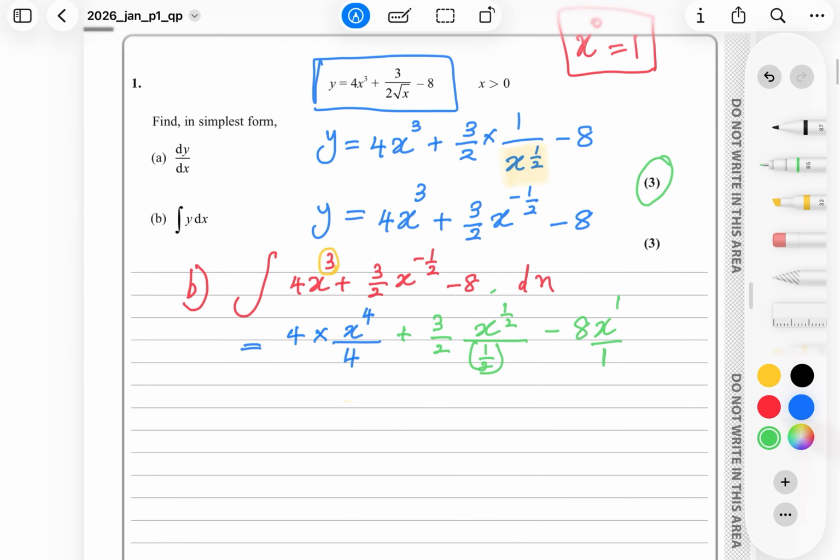So in that way, our final answer would be, this 4 gets cancelled, so it's x to the power 4, and this 3 over 2 divided by half is going to be 3, x to the power half minus 8x. We know in such questions, when we do the integration, we put the c here. So this is our answer for the B part, which will give you 3 marks here as well.